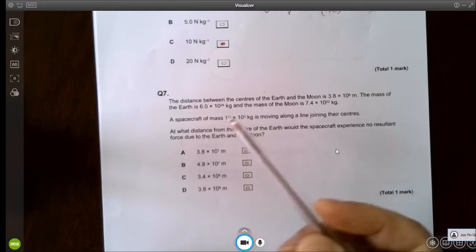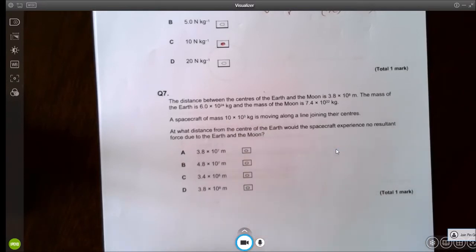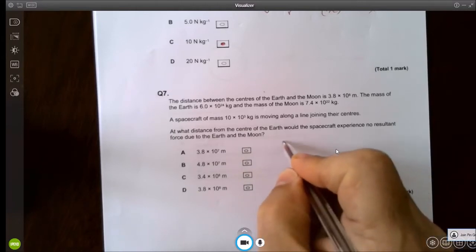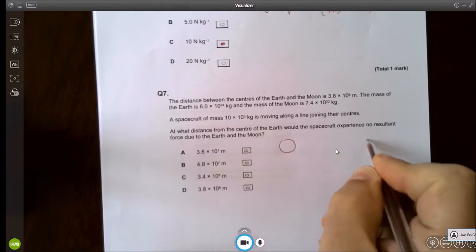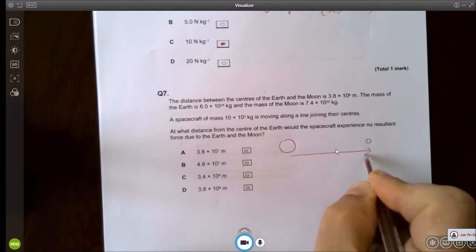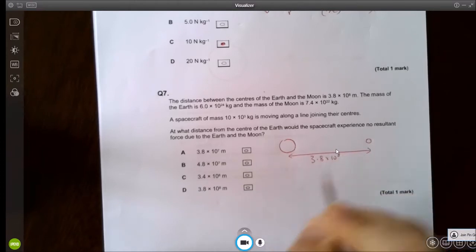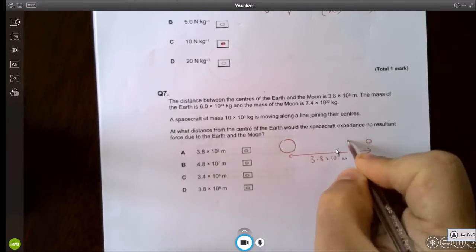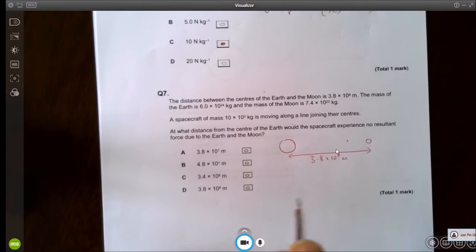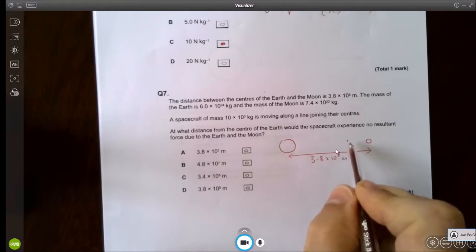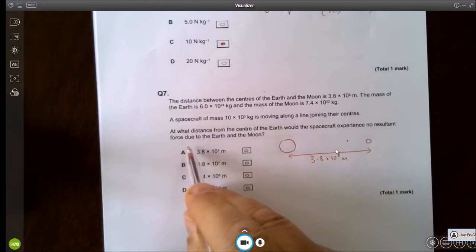So this is the same as the earlier question, just in a slightly different way. The physics is the same. So we're looking at some distance, let's draw ourselves a little picture, Earth and the Moon. This distance here is 3.8 times 10 to the 8 metres, and we're somewhere over here, and the resultant gravitational field strength is 0, which means we get 0 resultant force.